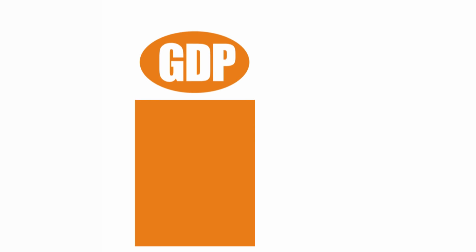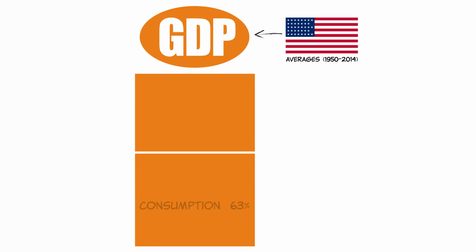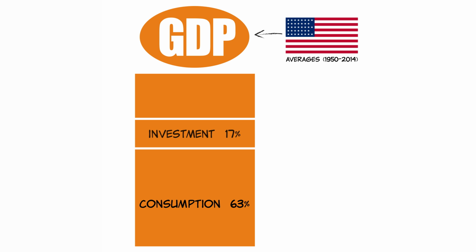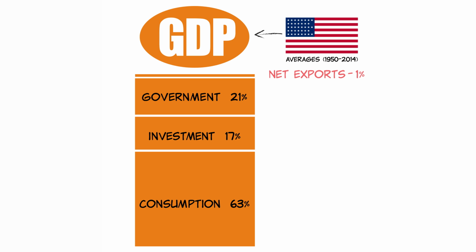Now, how big are each of these categories? Consumption is the biggest at around 63% of GDP. Investment and government purchases make up the rest, with government purchases usually a bit bigger than investment. In the United States, net exports is usually quite small.